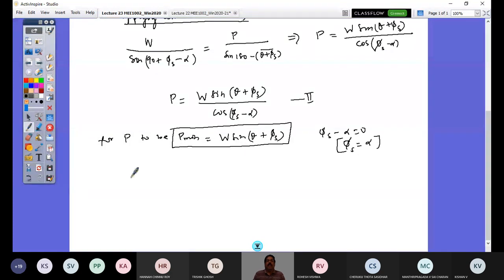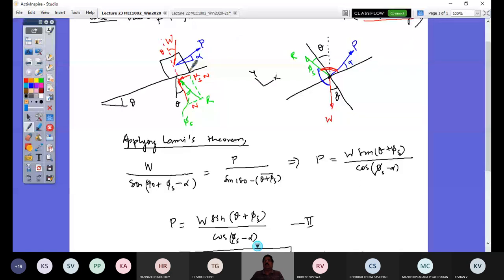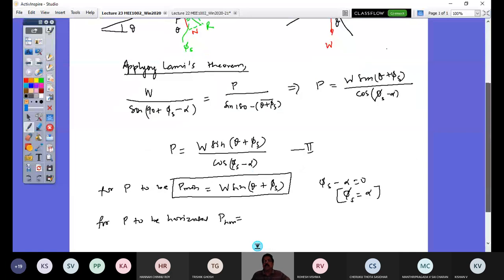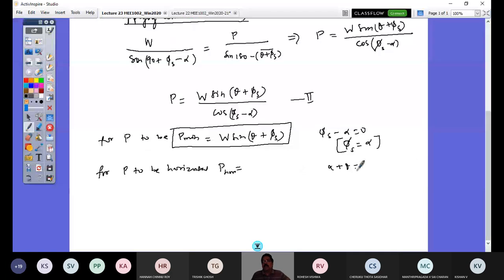And second case, for P to be horizontal. So what is the condition? For P to be horizontal, alpha plus theta should be equal to 0, right? So here, for P to be horizontal, I should have alpha plus theta equal to 0. So that is the condition. So what is my alpha? Minus theta. So here I can substitute: W sine theta plus phi s in the numerator, and in the denominator I will replace alpha by minus theta, so that's going to be cos of phi s plus theta, or theta plus phi s.